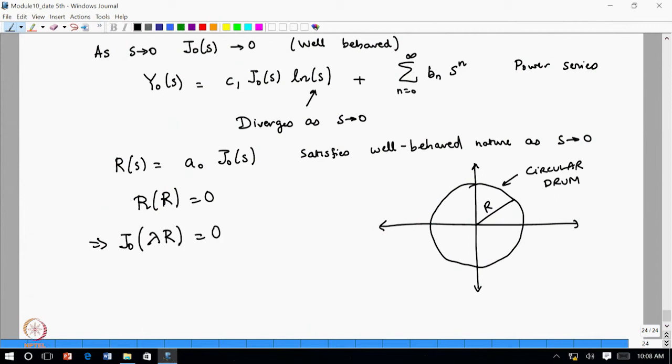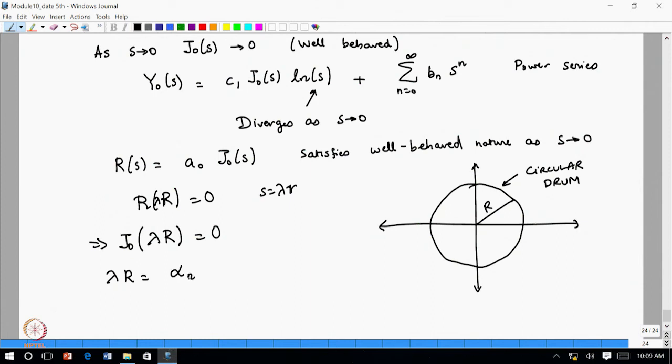Okay. So, lambda, remember s was equal to lambda r, s equal to lambda r. Okay. So, now what this implies is that lambda times r equal to alpha n.